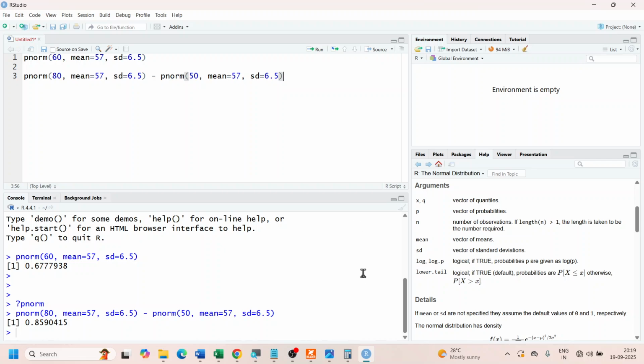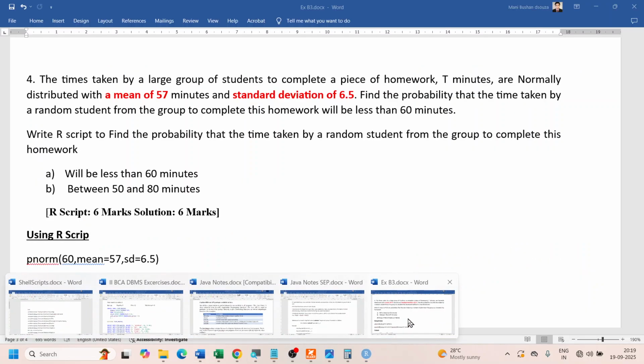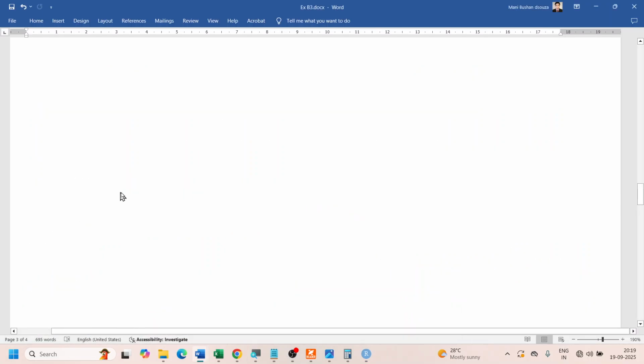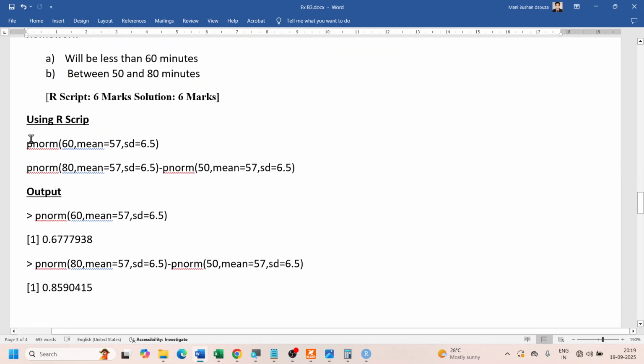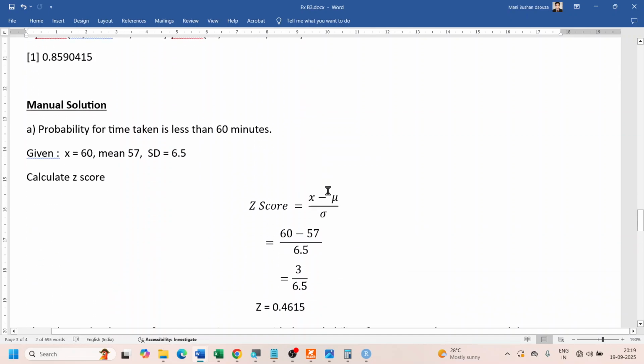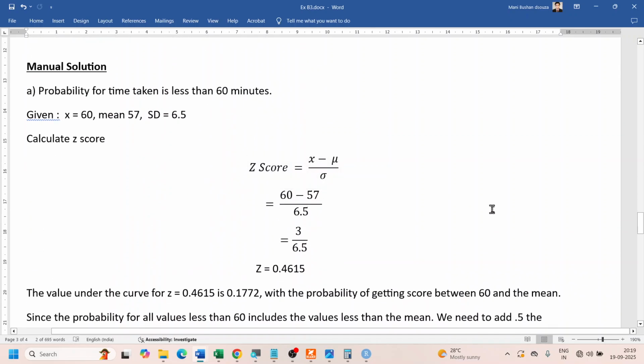Now you are supposed to solve it manually. So how do you solve it manually? In your record book, you have to first write the R script. Then you write the output for both of them. And then the next thing that you are supposed to do is manual calculation. So let us first do the manual calculation and then see how we can solve it.